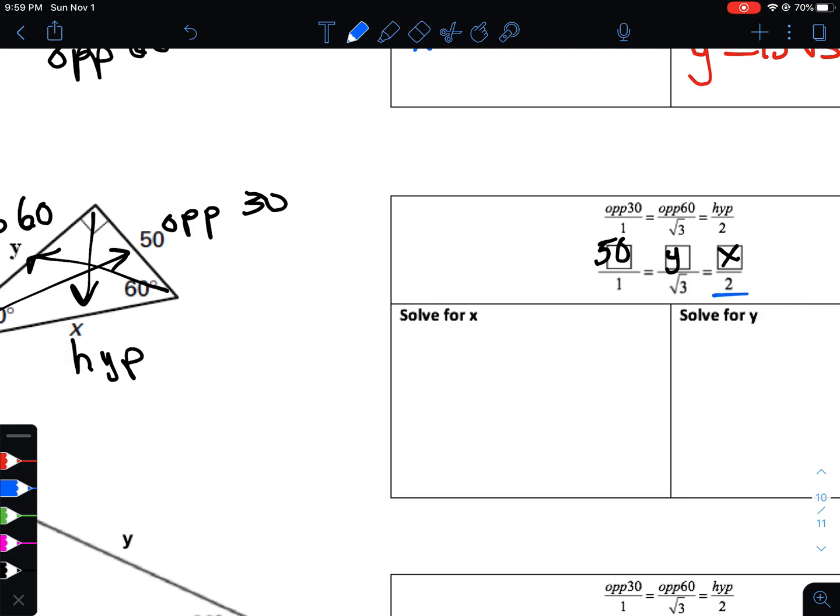So again, when we want to solve for x, we'll take the x over 2 and the 50 over 1, and set those equal to each other. So that would be that 50 over 1 is equal to x over 2. And then we'll cross multiply. 1 multiplied by x is 1x. 50 multiplied by 2 is 100. So we can say that x is equal to 100.